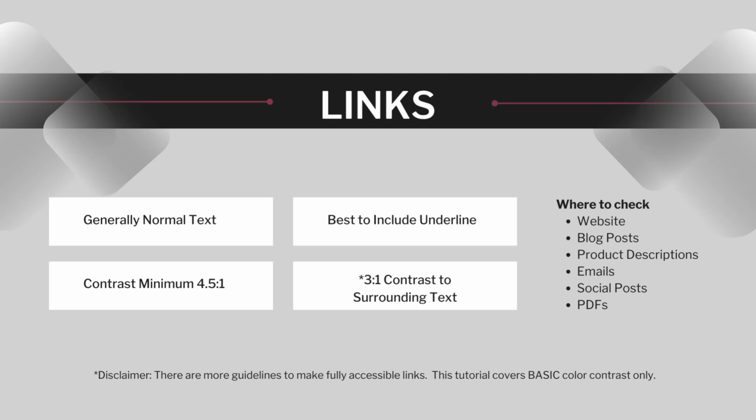So when we're talking about links, they are generally going to be in a normal text size. So they're generally going to be 16 pt or smaller because they're going to be included in body text. That's not necessarily always the case. So keep in mind, if you're doing it larger than that, you could have different contrast ratios to meet. But we're going to go through normal text and links. So if we're looking at the normal text, we're looking at needing a contrast minimum of 4.5 to 1 in order to pass level AA.